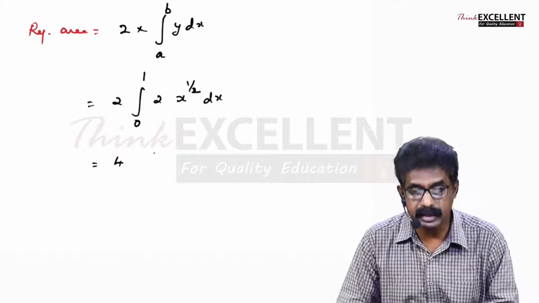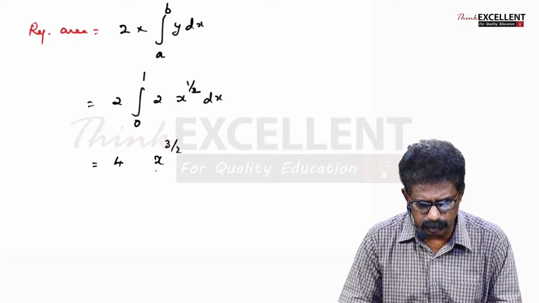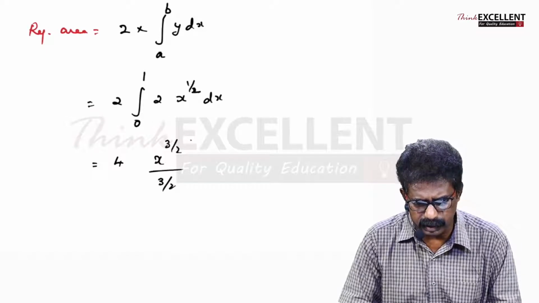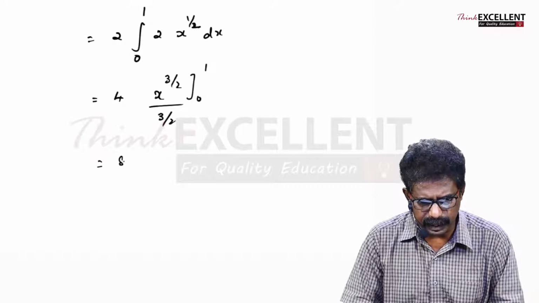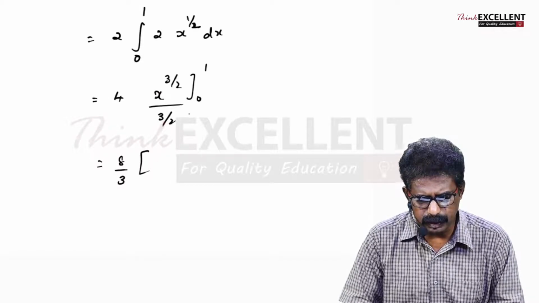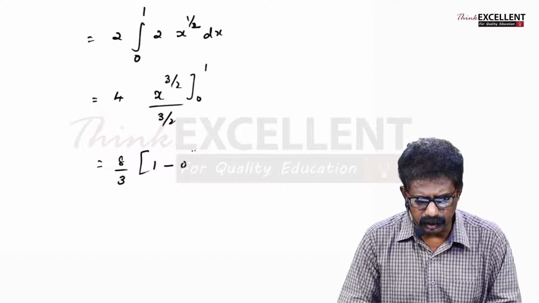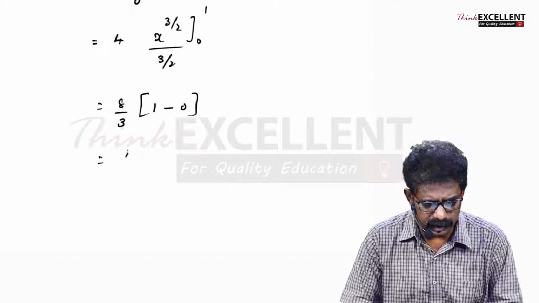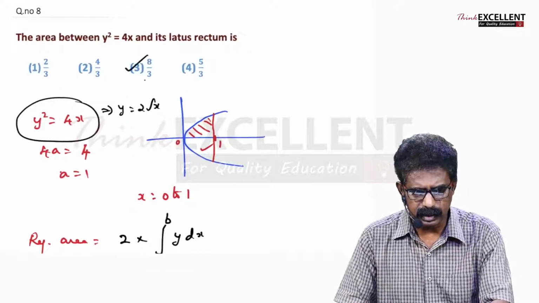See what you are getting. X raised to half. Integration: add 1 to the power, x raised to 3 by 2 over 3 by 2, limit 0 to 1. So the 2 goes up. 4 2s are 8, 8 by 3. When you give the limit 1, 1 raised to 3 by 2 is 1, minus 0, it is 0 only. So your answer is 8 by 3, right? That is option number 3.